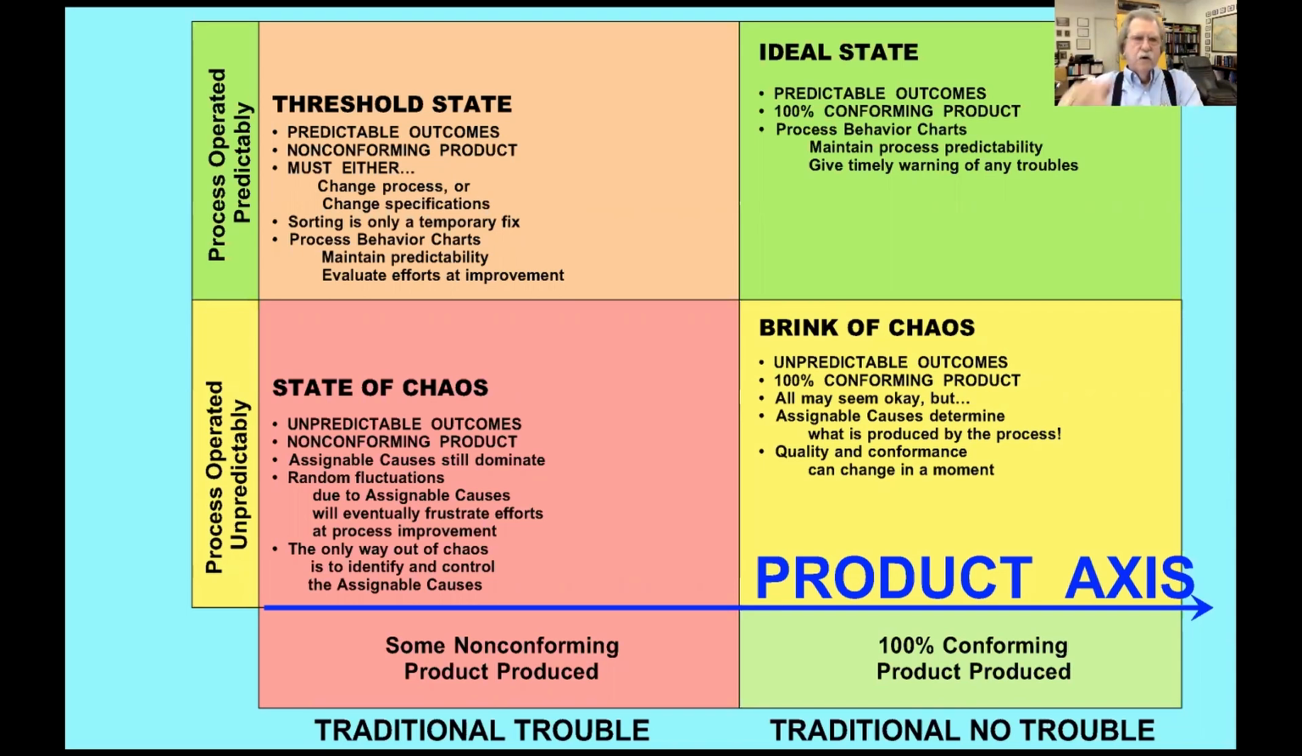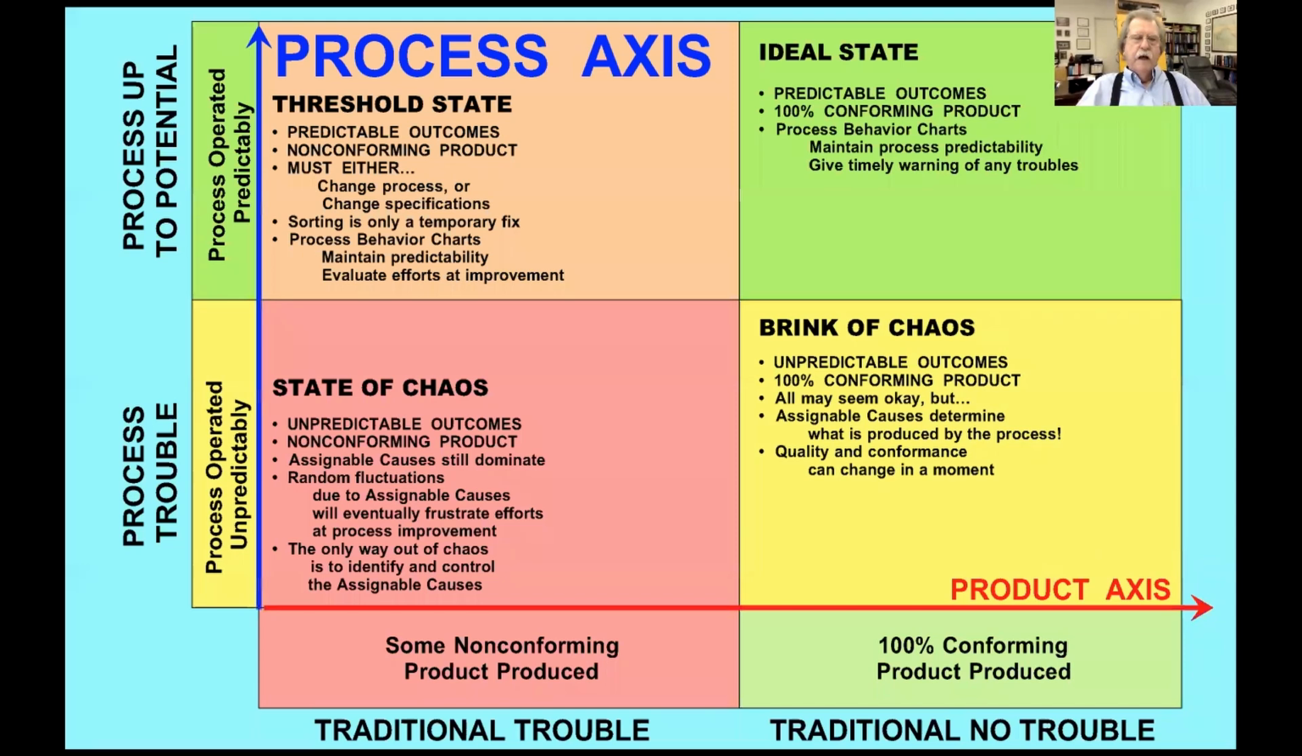It's understood worldwide. But Shewhart gave us a new definition of trouble. He defined it in terms of the process axis. A process is in trouble when it's operated unpredictably. A process that is operated predictably is operated up to its full potential. It's doing the best it can do, and you can't ask for any more.